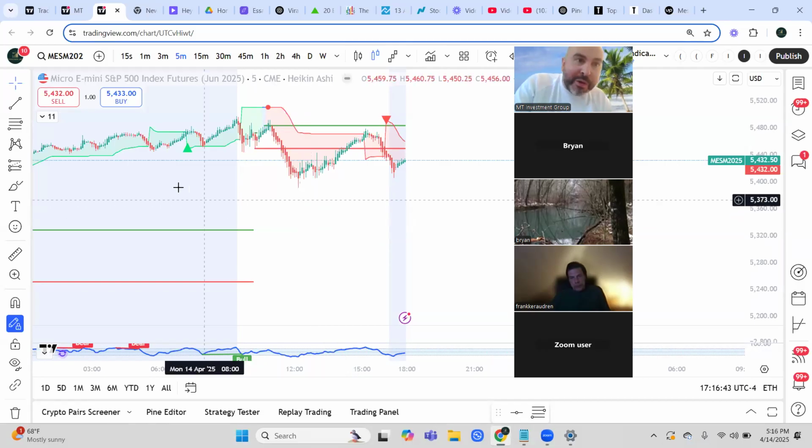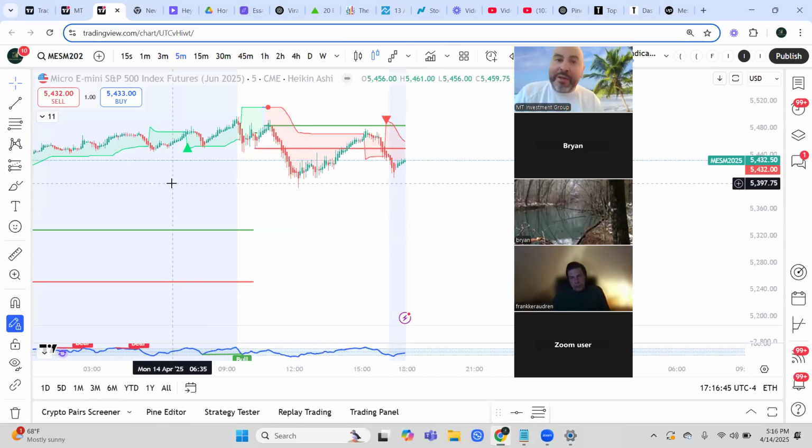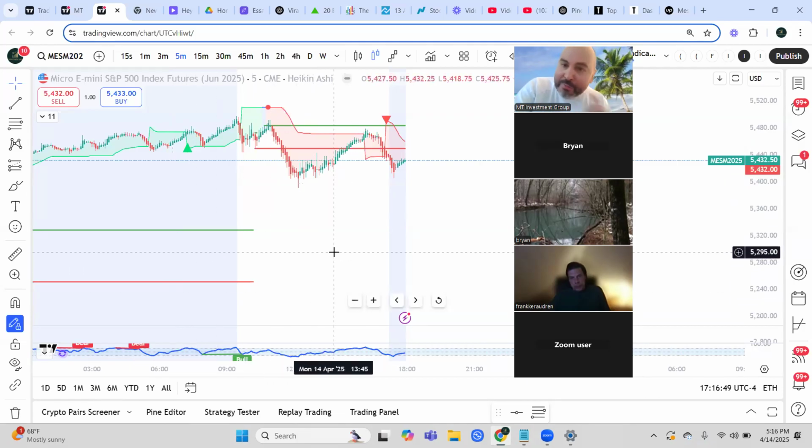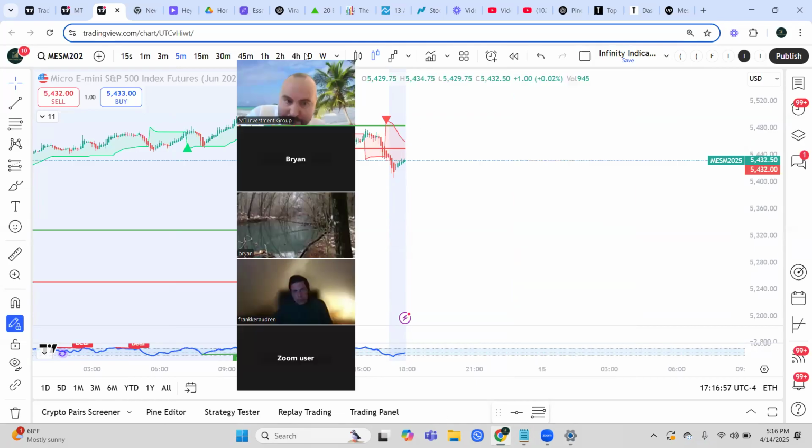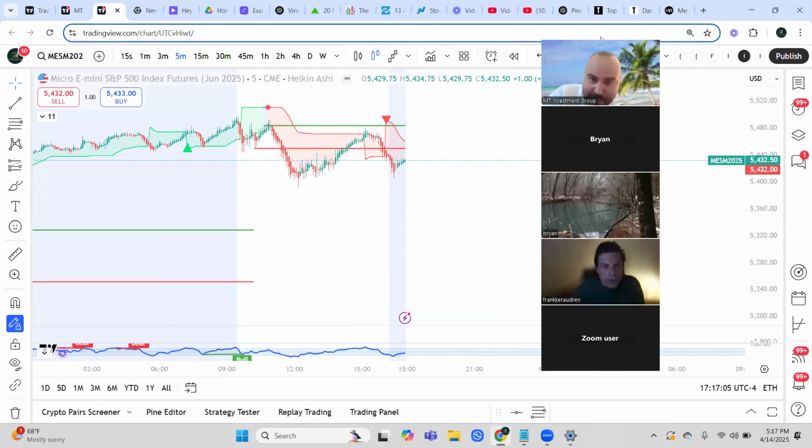So that's the ORB indicator. Anyone have any questions on that? Don't forget to unmute yourself, or I'm not going to hear you. But the floor is open. Nothing? No questions?